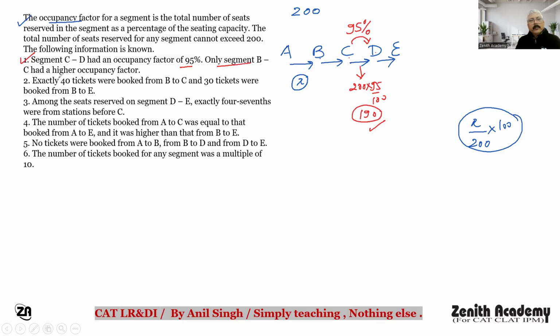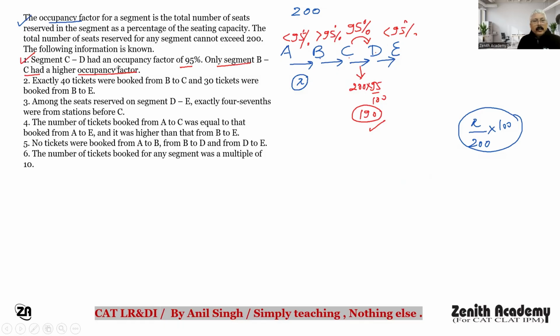Only segment B to C had a higher occupancy factor. It means B to C का जो occupancy factor होगा, greater than 95% है. Otherwise, the rest of the segments like D to E are less than 95%, and A to B is also less than 95%. Correct. This is from condition number one.